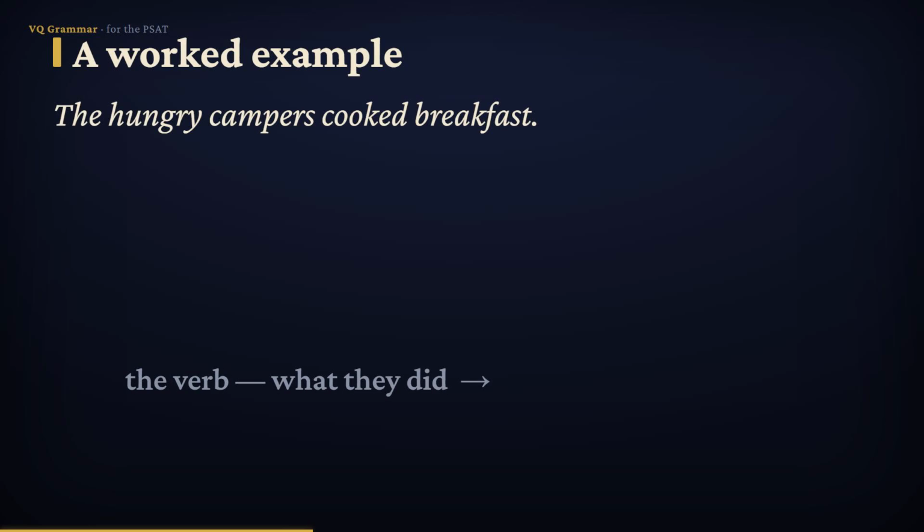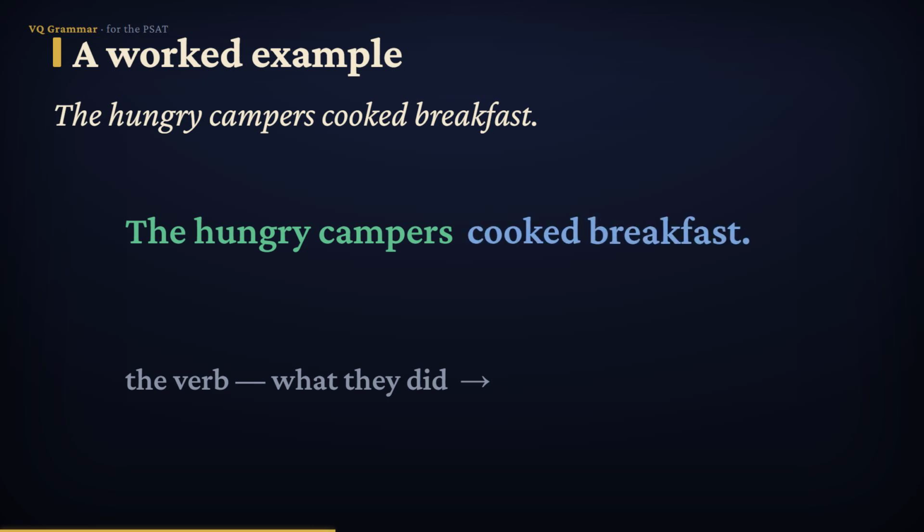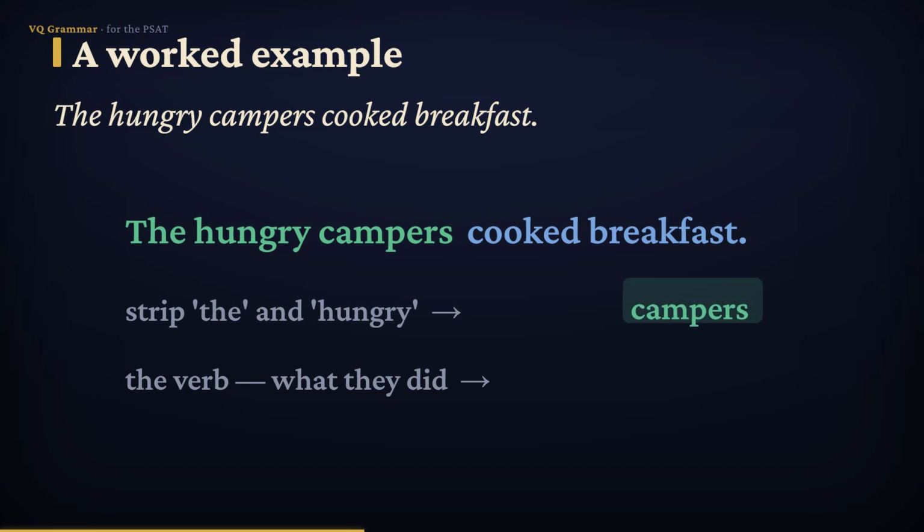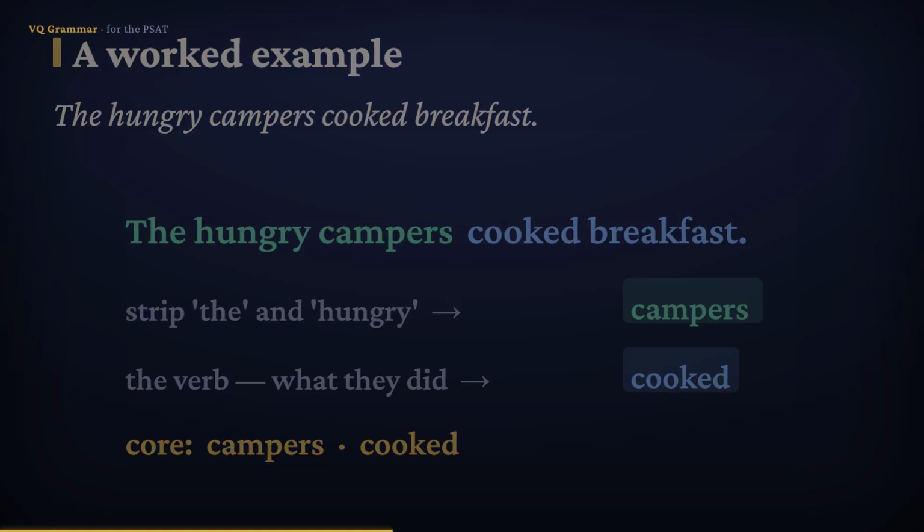Let's work one through. The hungry campers cooked breakfast. First, split it. The subject part is the hungry campers. The predicate is cooked breakfast. Now strip the subject down. Drop the, drop hungry, those just describe, and you're left with campers, the main noun. Now the predicate. What did they do? Cooked is the verb. Simple subject campers, simple predicate cooked.